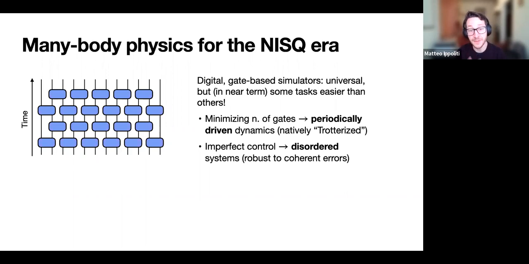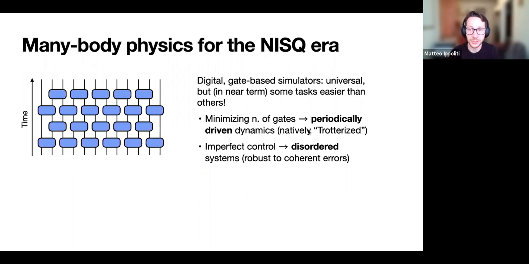The first one is minimizing the number of gates. So minimizing this overhead for compiling, if you will, our task into a quantum circuit. And the argument is that these models, so precisely this kick-Ising model that I showed in particular, is natively trotterized. So there's really no need to compile anything. There exists a quantum circuit with this architecture that exactly implements that periodically driven time evolution. So this is a very good fit.